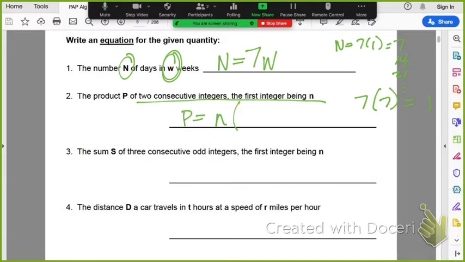and it tells me product, I'm going to underline that. What does product mean? Multiply. So I'm multiplying n times the consecutive number. How could I represent the consecutive number in terms of n, meaning it has n in it? N plus 1. Perfect. You guys are so smart.